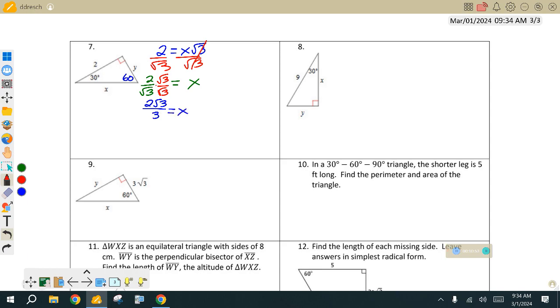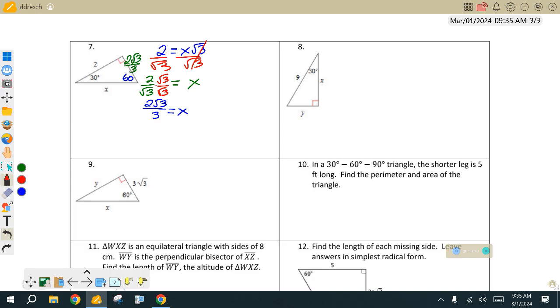That is an ugly answer. But we're good to go, though. We did everything right. Now, what does that represent in our triangle? It's the short leg, right? The short leg, which in this case is what? Y. So we're going to go and put that up there. It's going to look ugly, but we didn't do anything wrong.